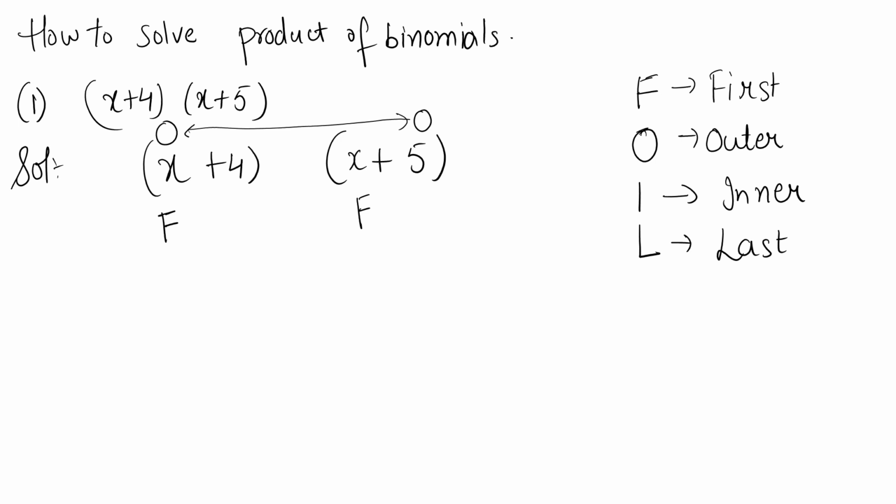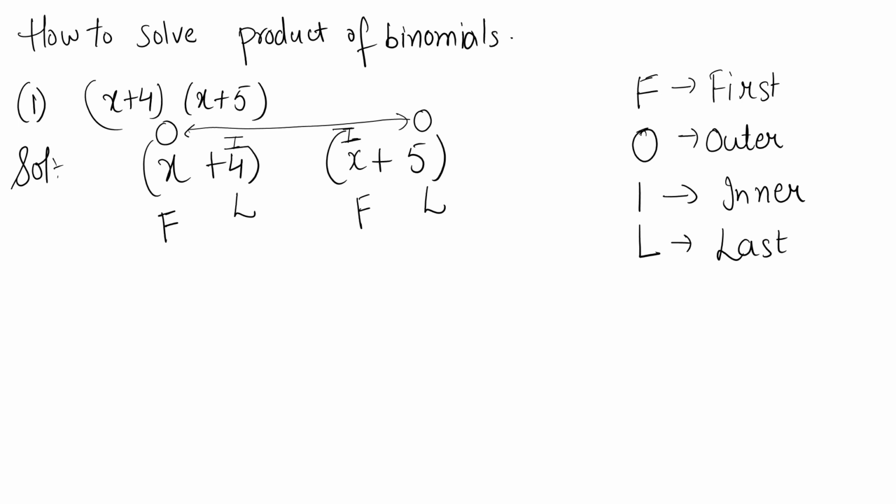Now, what are the inner terms? The inner terms are 4 and x. Inner means the near terms, 4 and x. Now, what are the last terms? The last terms are 4 and 5. Now we are going to solve the product of the binomials.